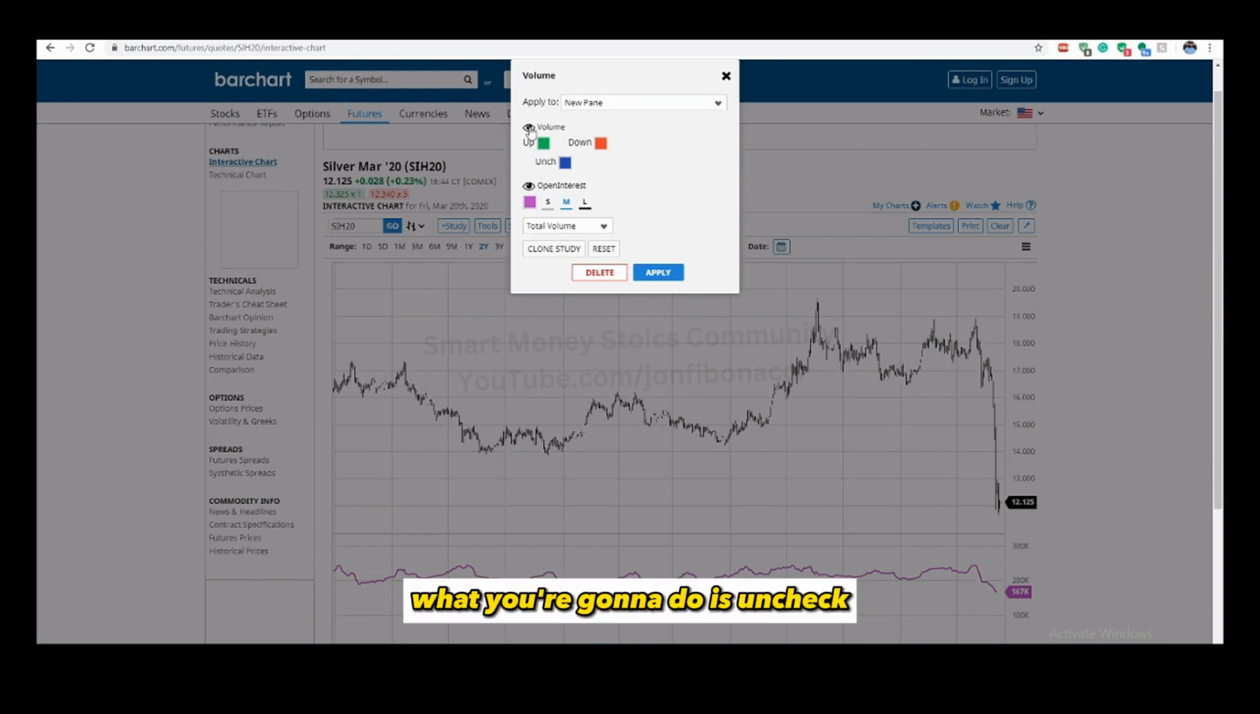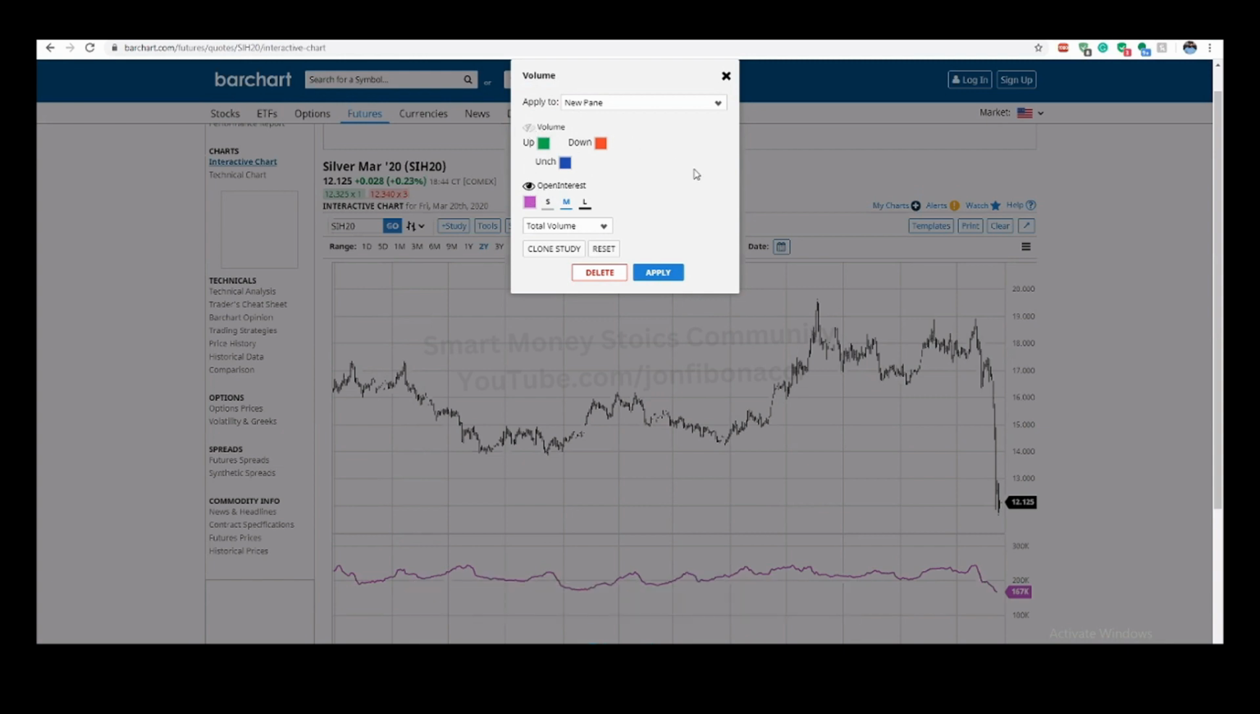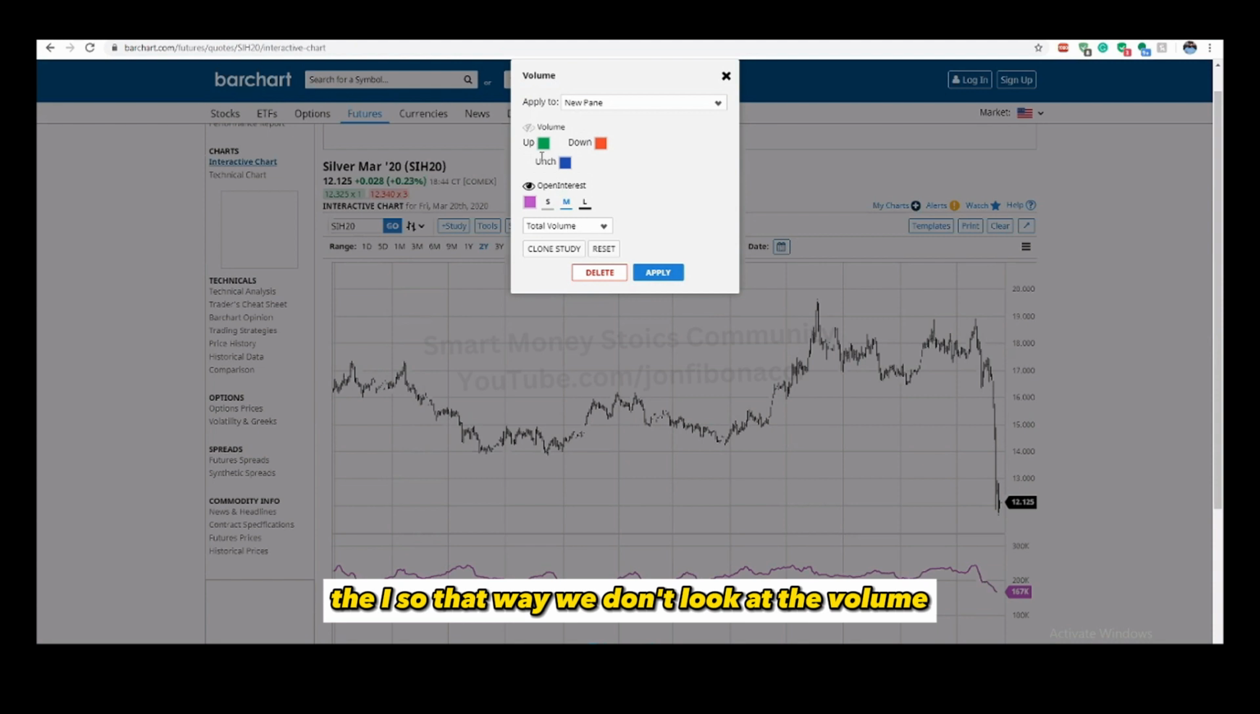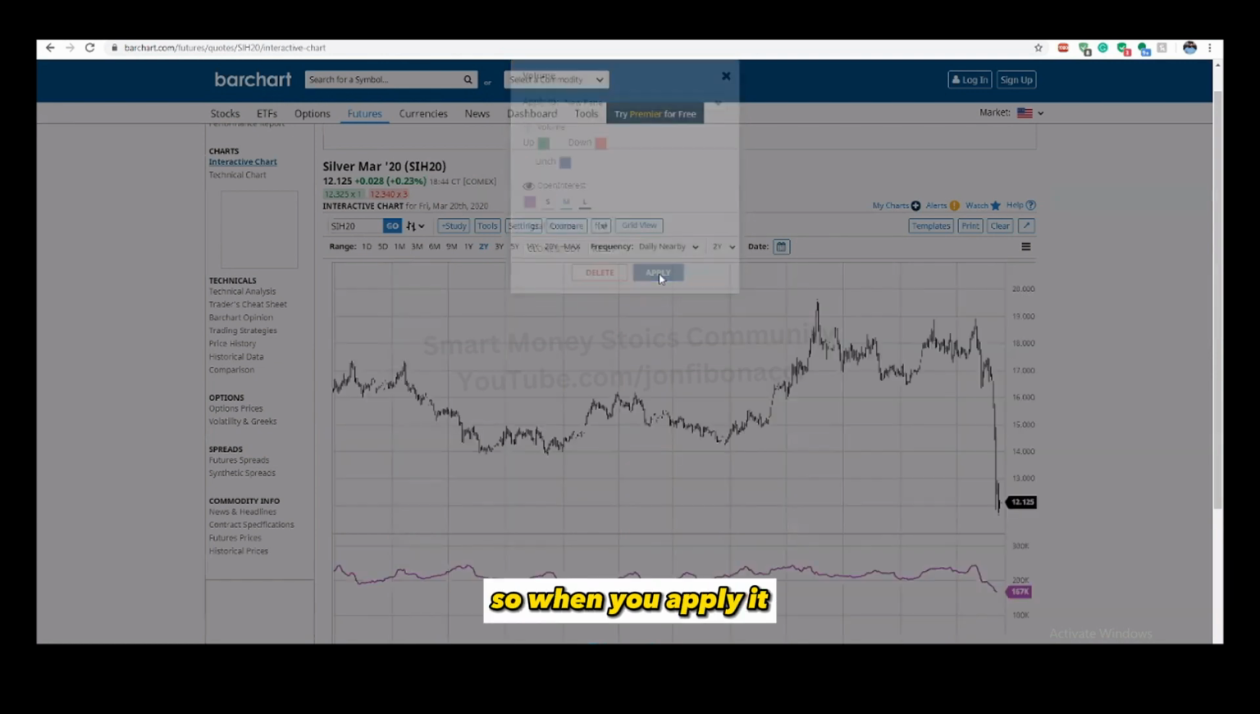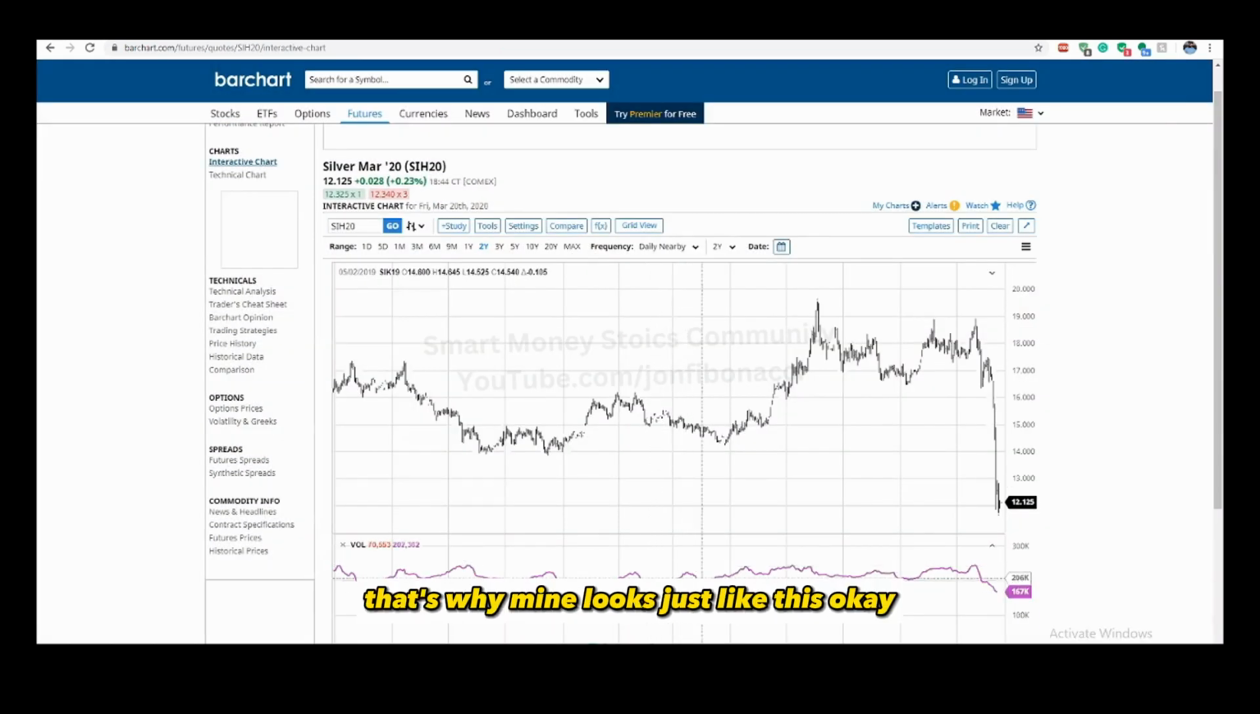As does OI. What you're going to do is uncheck the I, so that way we don't look at the volume because we don't care about that. We just want to look at OI. Okay. So when you apply it, that's why mine looks just like this.